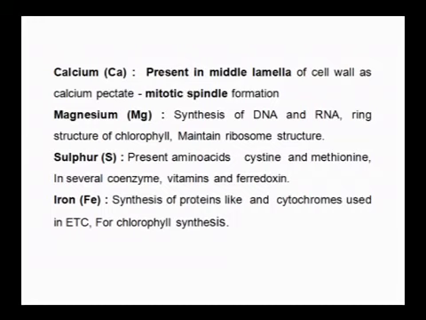Magnesium is one of the macronutrients, helps in the synthesis of DNA and RNA, the ring structure of chlorophyll, and maintains ribosome structure. Sulfur is present in amino acids like cysteine and methionine. In several coenzymes, vitamins and ferredoxin, sulfur is present.